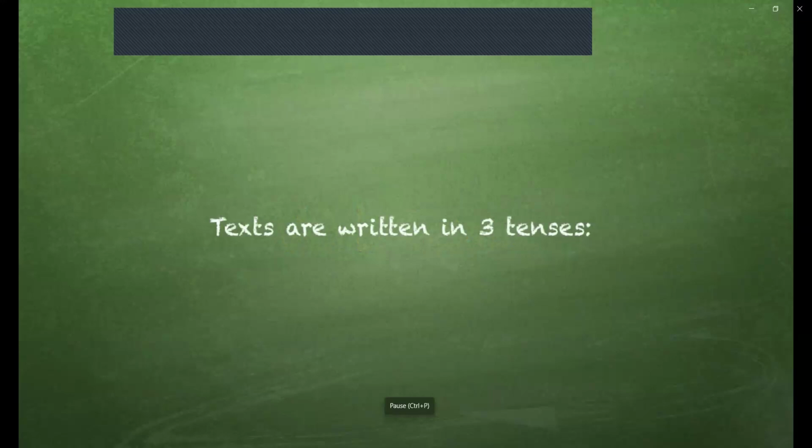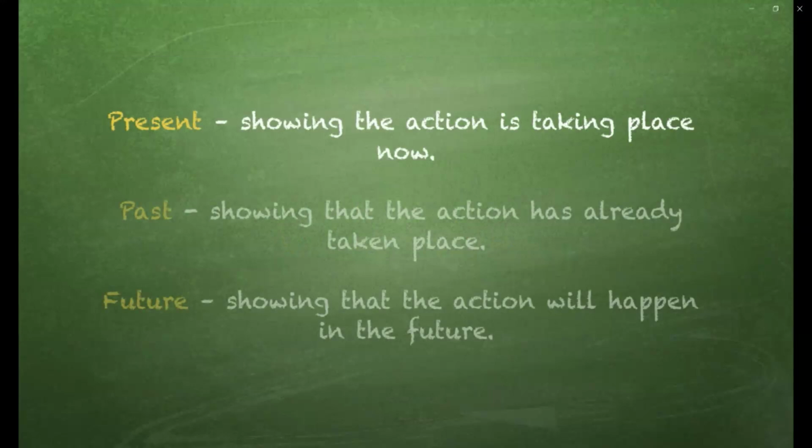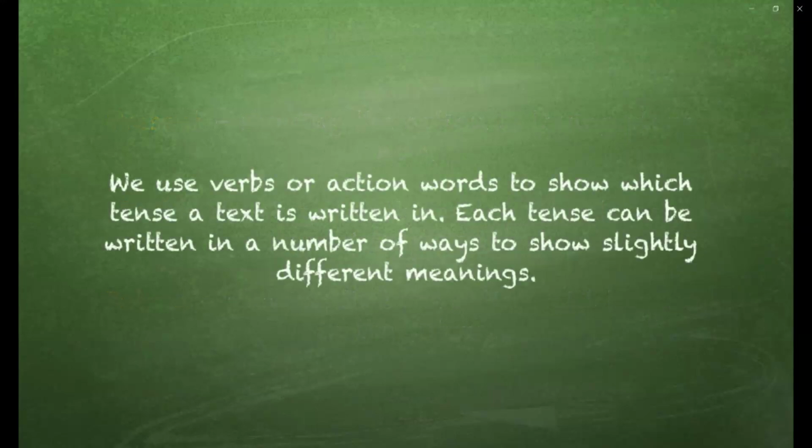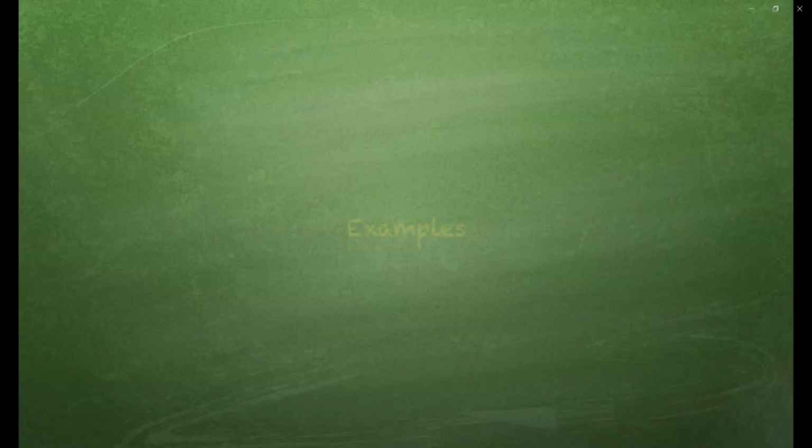Tense. Texts are written in 3 tenses. Present, showing the action is taking place now. Past, showing that the action has already taken place. Future, showing that the action will happen in the future. We use verbs or action words to show which tense a text is written in. Each tense can be written in a number of ways to show slightly different meanings. Let's look at the present tense first. Examples.